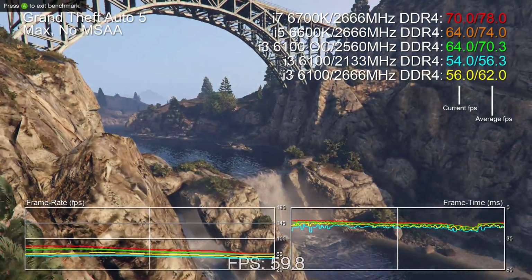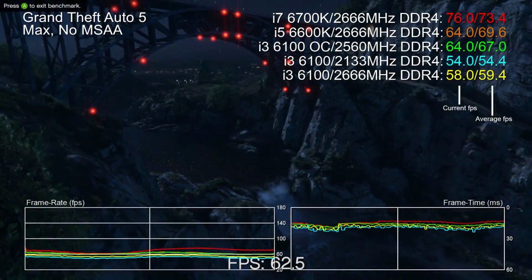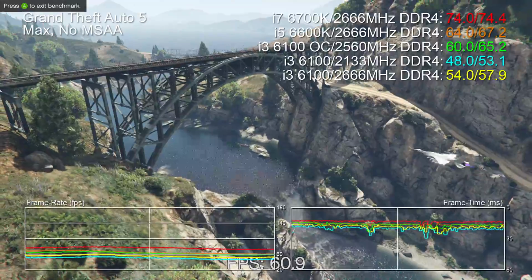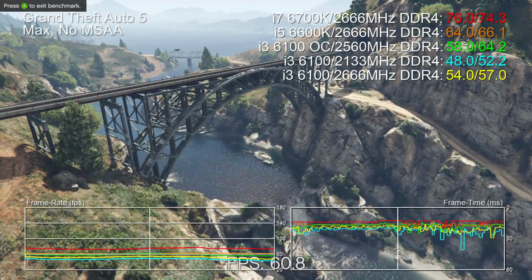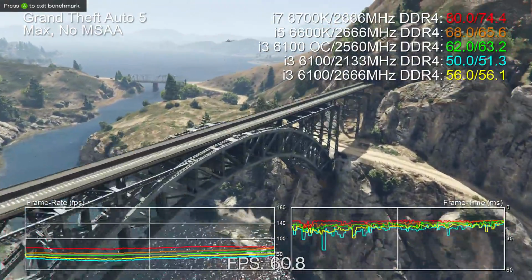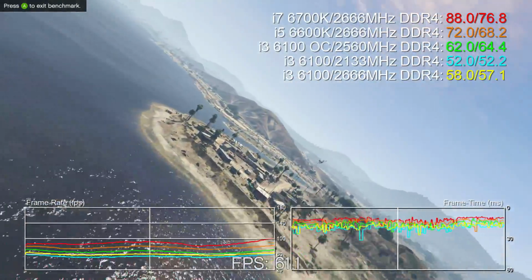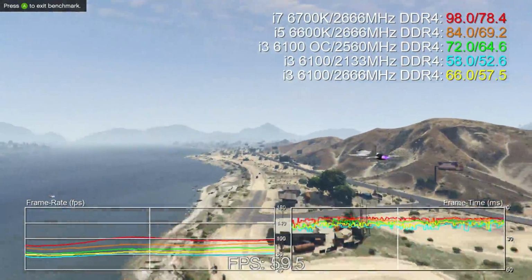Hey everyone, Richard from Digital Foundry here, looking at the Core i3-6100 using the new BIOS that allows for base clock overclocking. And we're using an MSI Gaming M5 Z170 board here, but we suspect that other manufacturers, ASRock for one, will be bringing their base clock overclocking BIOSes online, if they haven't already.